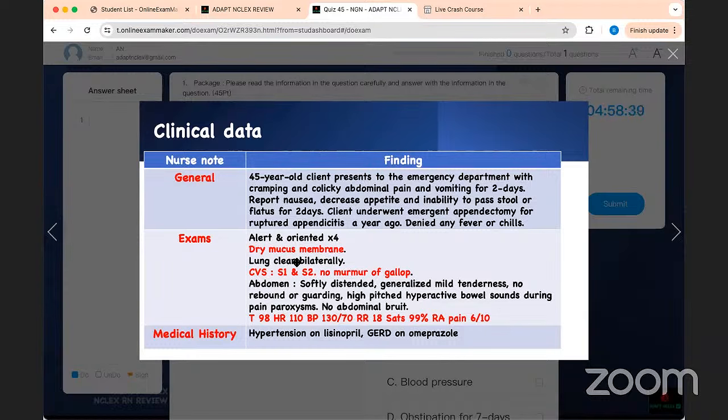Patient on physical exam is alert, oriented times 4. Dry mucous membranes. S1, S2 is present, no murmur or gallop present. Abdomen soft, distended, generalized mild tenderness, no rebound or guarding, high pitch, hyperactive bowel sounds, with pain paroxysms. No abdominal bruit. These are the vitals. Slightly tachy, blood pressure is okay, and then pain 6 out of 10. Client has a history of hypertension and reflux.